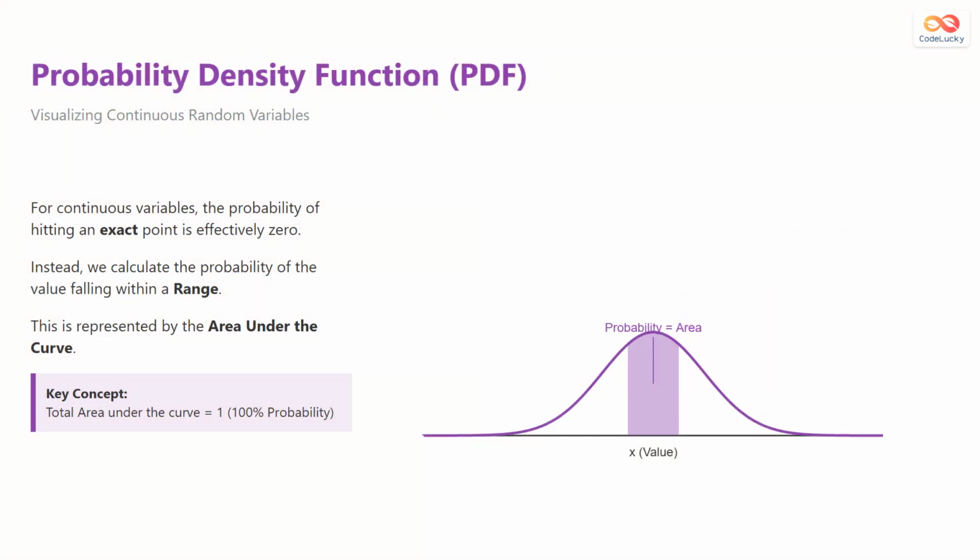Because there are infinite possibilities, the probability of getting one specific, exact number is effectively 0. Instead, we look at ranges. We use a probability density function, or PDF, which looks like a smooth curve. The probability is found by calculating the area under the curve for a specific range of values.